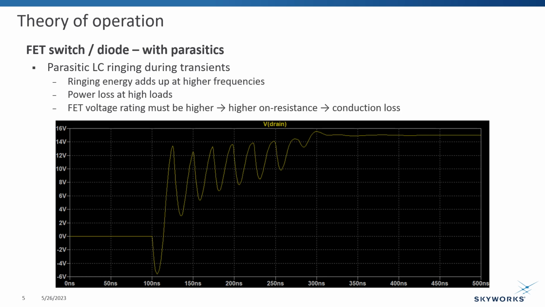Also, the voltage rating of the FET must be high to prevent part failure during ringing. FETs with high voltage rating usually have higher on resistance too, which leads to even more power loss. Fortunately, we can get rid of the ringing. This is where snubber circuits come into play.